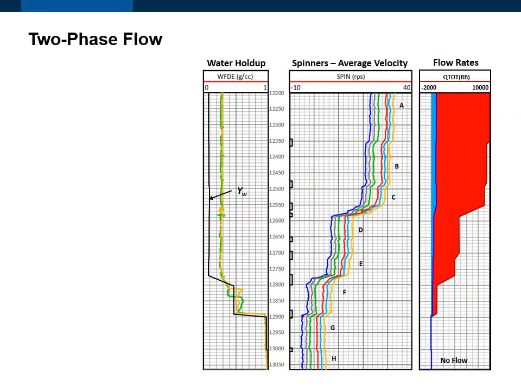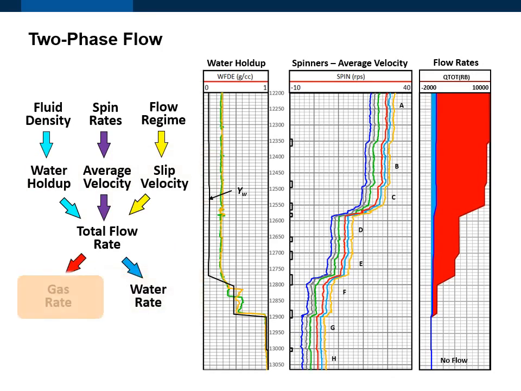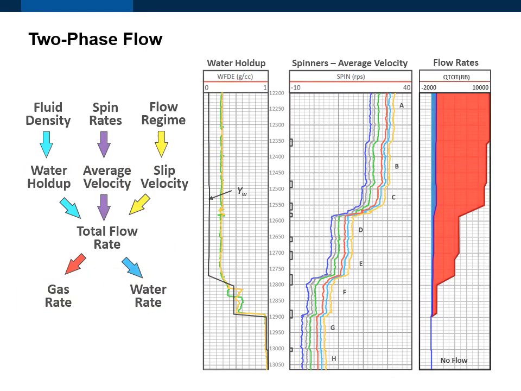Two-phase flow rate calculations require a spinner measurement for an estimate of the average flow velocity and hence total flow rate. They also require a water holdup measurement and a slip velocity measurement to determine the amount of each phase present and its average velocity from which water and hydrocarbon rates can be calculated.